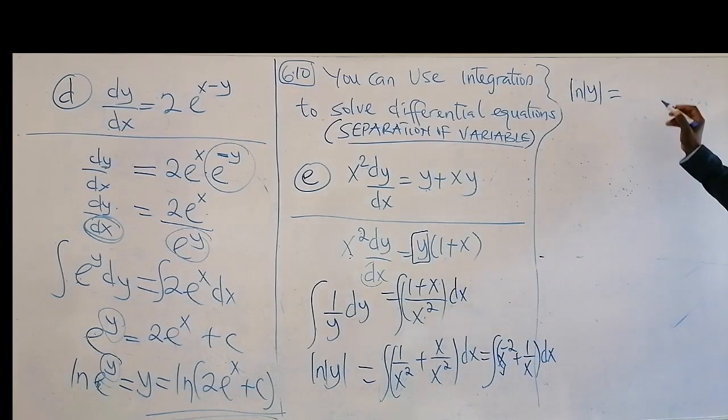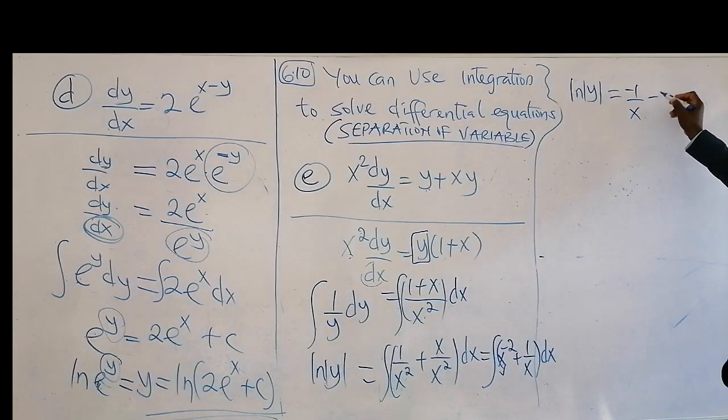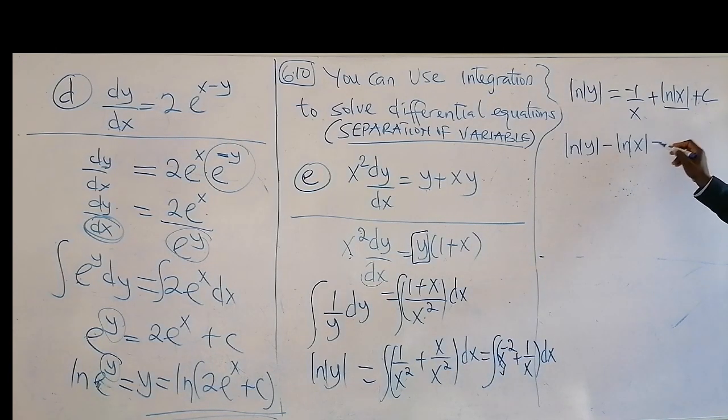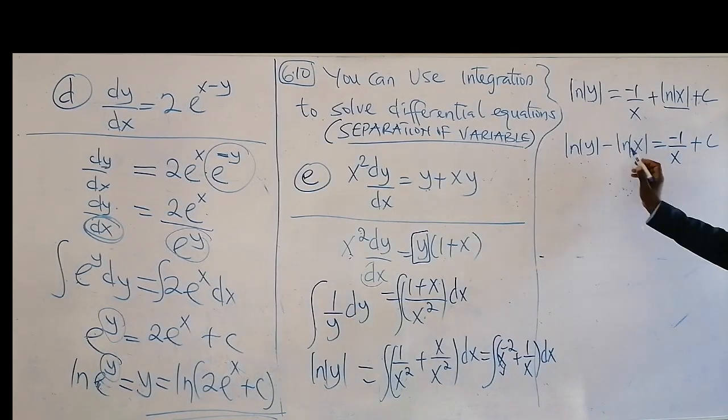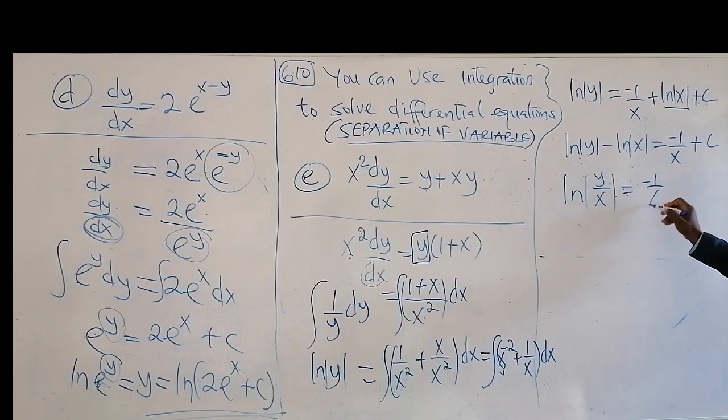We have ln of y equal to, if you integrate this, x to the power minus 2 will give us minus 1 over x, then plus ln of x, then plus c. So that's the answer. Then the next thing we can do now is to bring the ln together, equal to minus 1 over x plus c. Then we can combine this together, and that will be ln of y over x equal to minus 1 over x plus c.